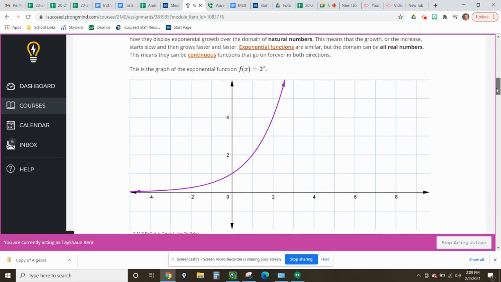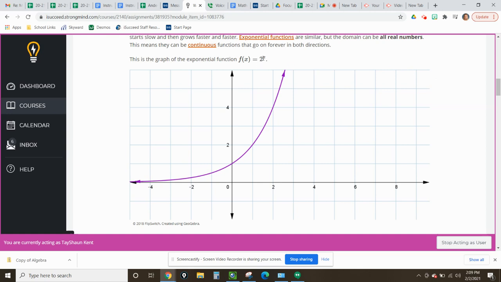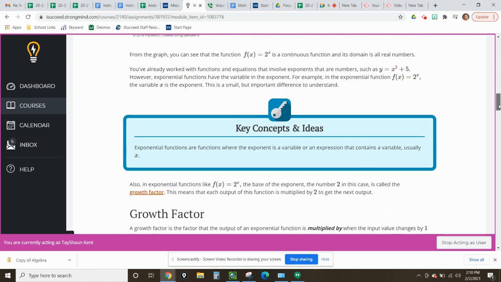Okay, so the change here is we're looking at all real numbers, and these can go in both directions forever and ever. So here's the graph of f of x equals 2 to the x power. It can go forever in both directions. Obviously, that graph is just a piece of the picture there. From the graph, you can see the function f of x equals 2 to the x is a continuous function, and its domain is all real numbers. You've already worked with functions and equations that involve exponents like this. However, exponential functions have a variable as the exponent. So here you can see that x is the exponent, where here 2 was the exponent. So there's a difference here. This is called an exponential function when the variable is the exponent.